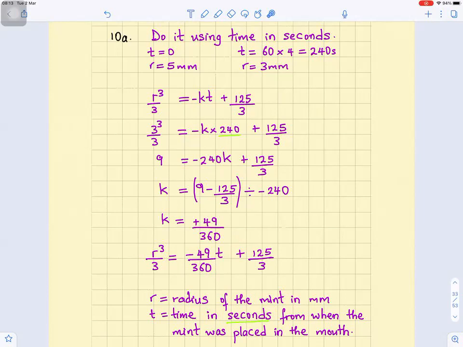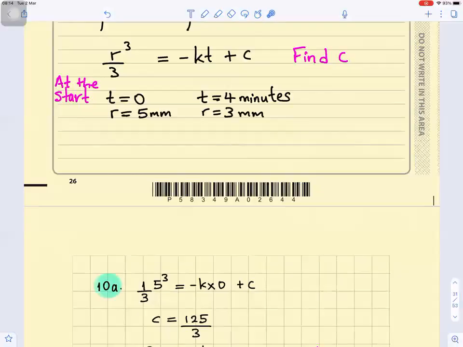So r is the radius of the mint in millimeters. t is the time in seconds from when you place the mint in your mouth. And k is 49 over 360. And this is how we got c. When r is 5, t is 0, so minus k times 0 will be 0, and 5 cubed is 125. So c is 125 over 3. That's how we got c to be 125 over 3.